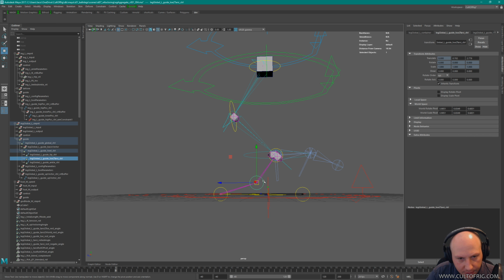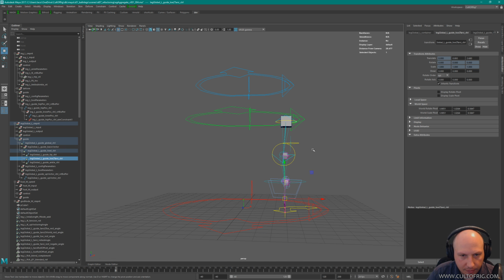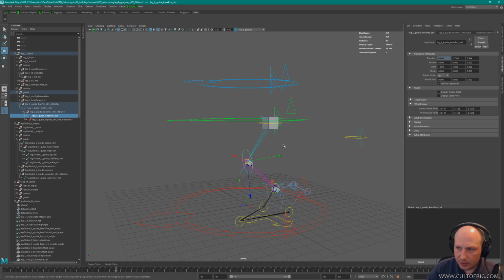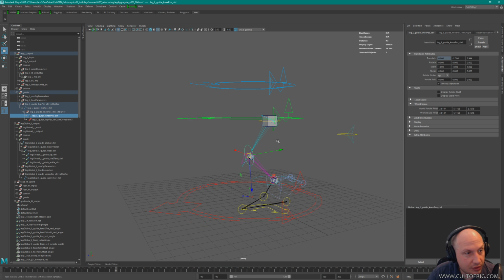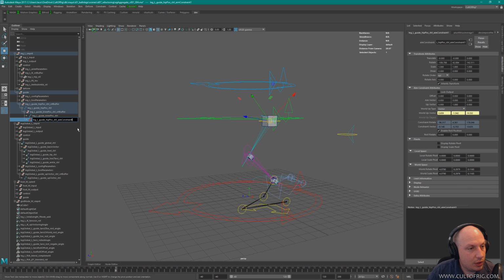Other than that, I need to look at the translate as well because I was genuinely expecting that to work, the constraint translate. Anyway, I think we're good. A lot more painful than I thought it would have been. So why is it called aim constraint 1? Anyway, guide, hip pose. Yeah, vectoring, MCNS, sure.